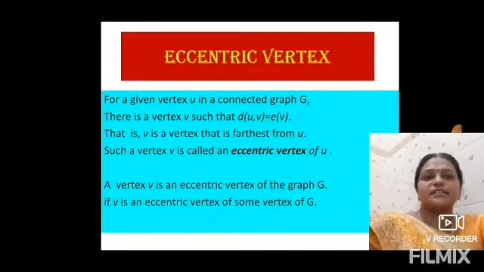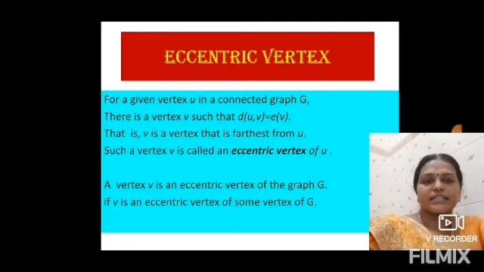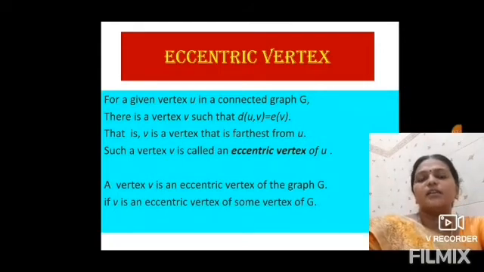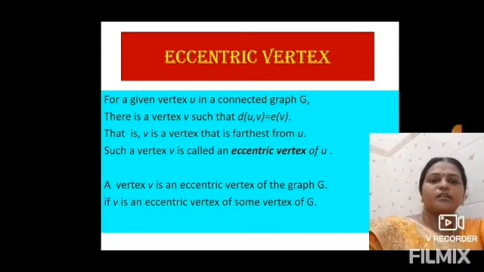Let's go for the next definition, eccentric vertex. For a given vertex U in a connected graph G, there is a vertex V such that the distance between U and V is equal to e(U). That is, V is a vertex that is farthest from U. Such a vertex V is called an eccentric vertex of U. A vertex V is an eccentric vertex of the graph G if V is an eccentric vertex of some vertex of G.